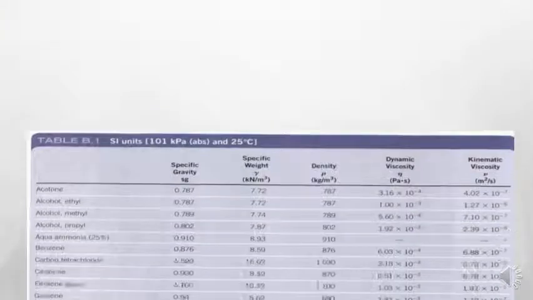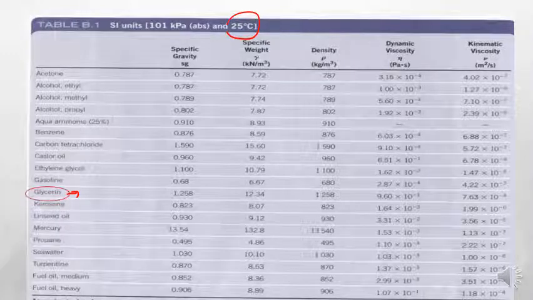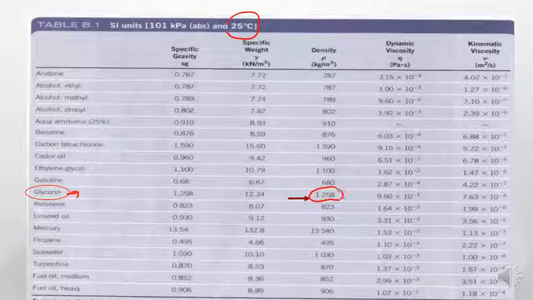Okay, so as I said just now, we need to determine the density and viscosity of the glycerin at 25 degrees C. Here we have glycerin, and this table is at 25 degrees C, so we can get the values directly from this table. For glycerin, the density is 1.258 and the viscosity is 9.6 times 10 minus 1. So just substitute into the list of info that you have before.